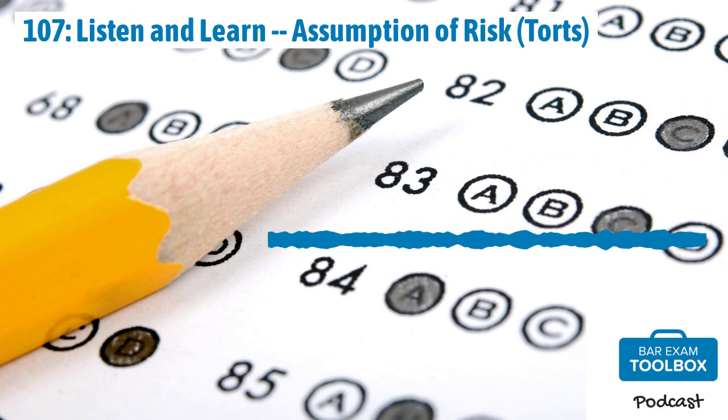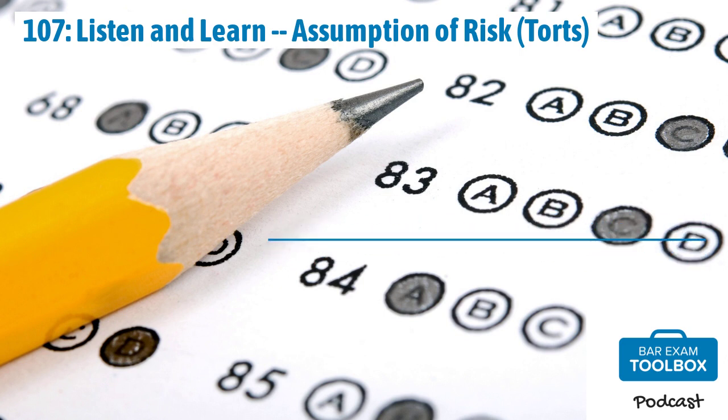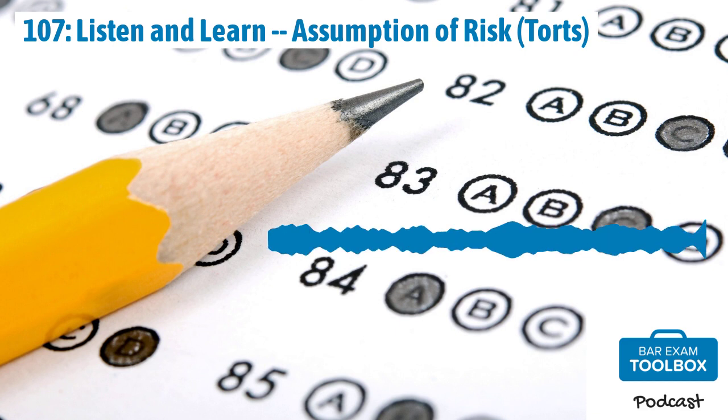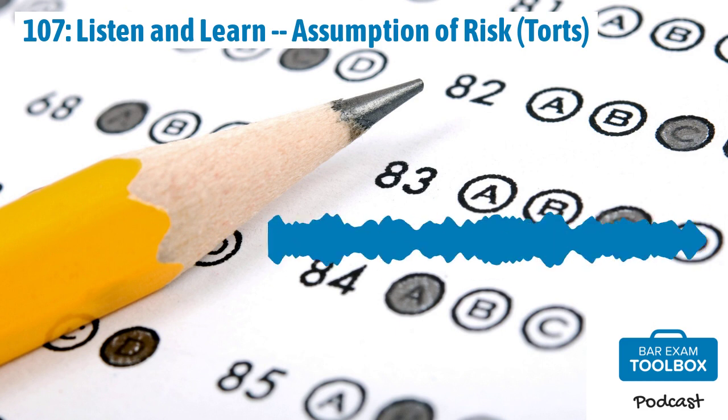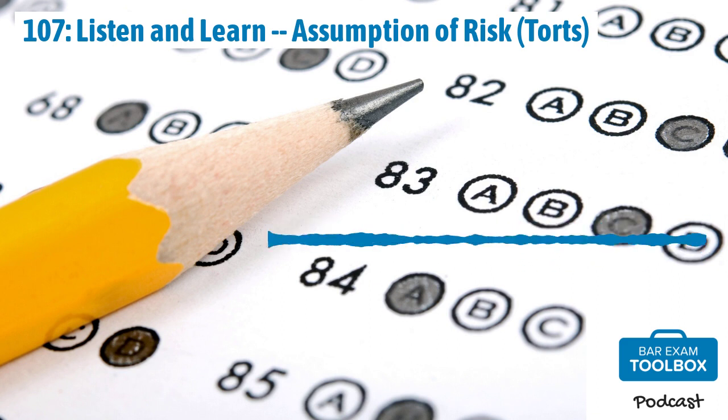On an essay, you'll need to take the specific facts you're given and argue about whether they meet the elements of your rule or not. Another detail to look at is just how much you knew about the danger before deciding to proceed anyway. Again, the individual facts matter a lot here.